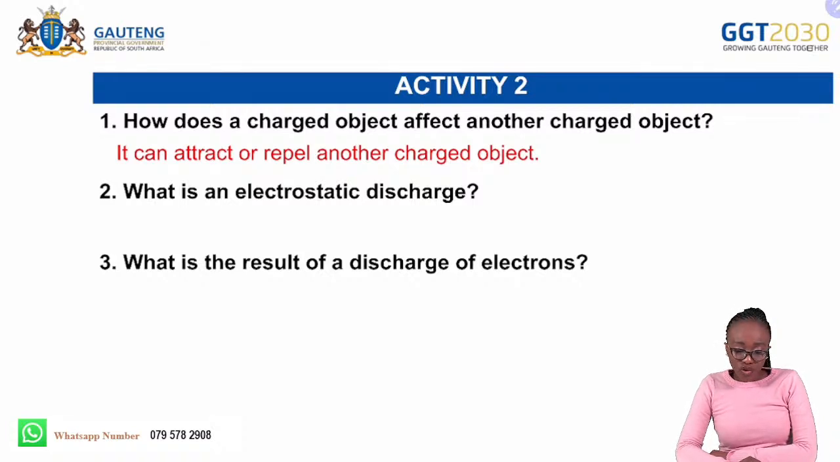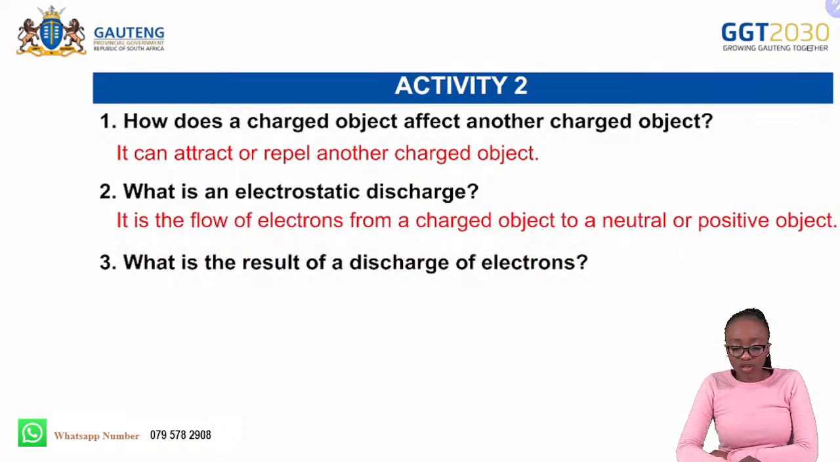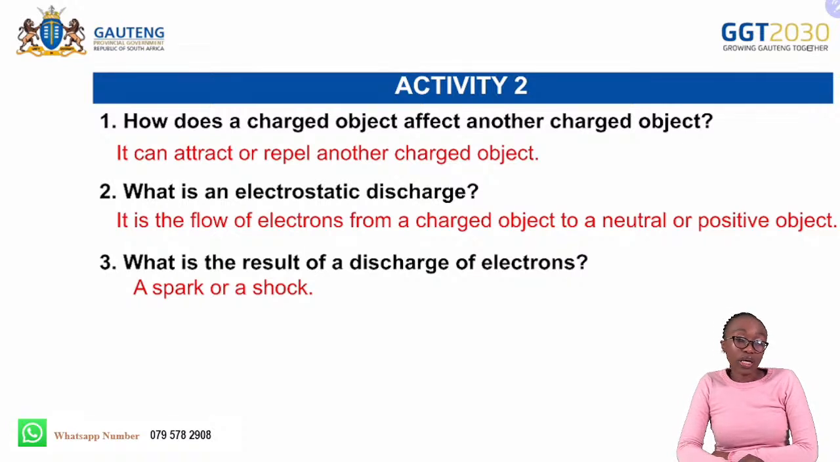What is electrostatic discharge? It is the flow of electrons from a charged object to a neutral or positive object. So if electrons are moving to an object that is positively charged, we call that electric discharge. What is the result of the discharge of electrons? They can be a spark or they can be a shock.